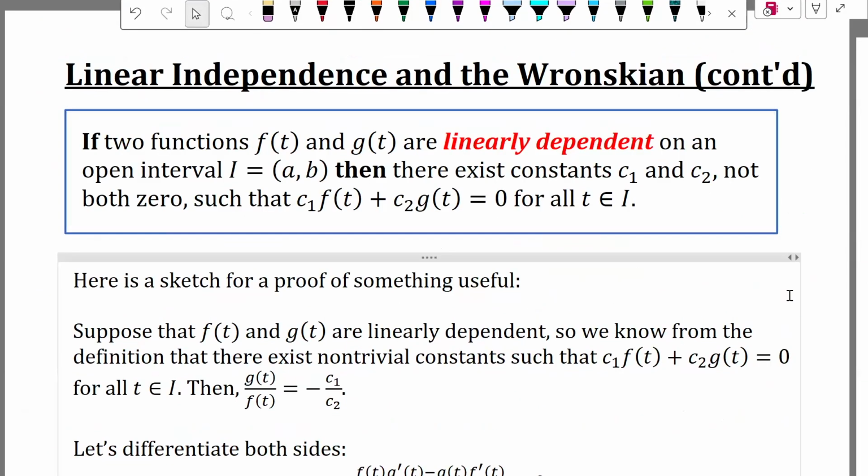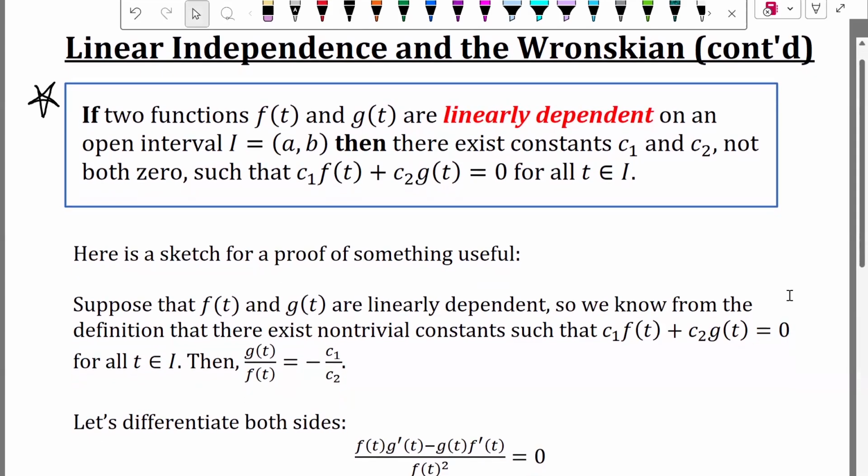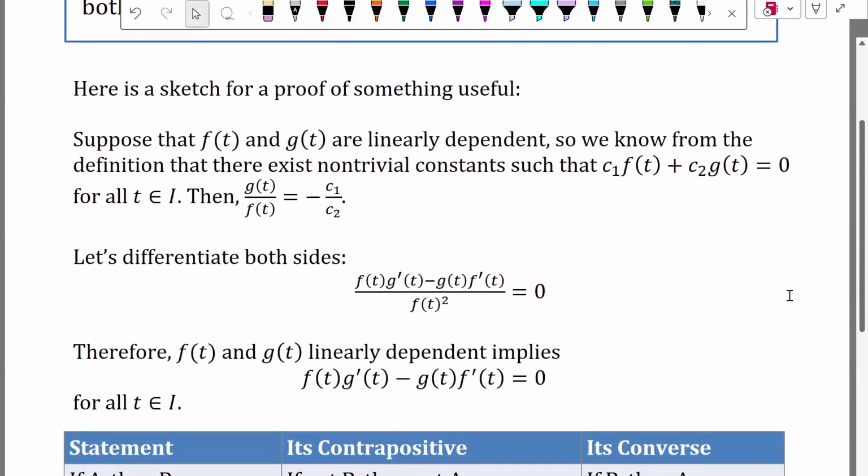On the next page, we have repeated the definition of what it means to be linearly dependent for two functions. And this is going to lead us to how to use the Wronskian to make this test of linear dependence a bit easier. Let's sketch out a process for figuring out what that is. Now, this is not a formal proof, but it gives you the idea of how we got to our conclusion. And that's why I call it a proof sketch.